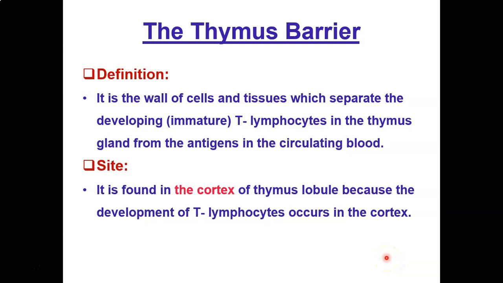Thymic barrier, or blood thymic barrier, protects the lymphocytes from circulating antigen. Note that T lymphocytes during maturation in the thymus, immature T lymphocytes, I have to protect from the antigen during their maturation.